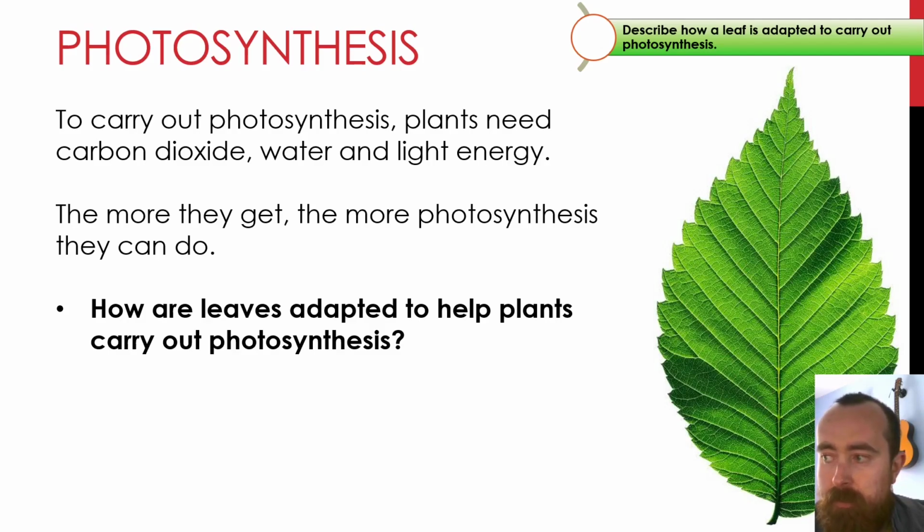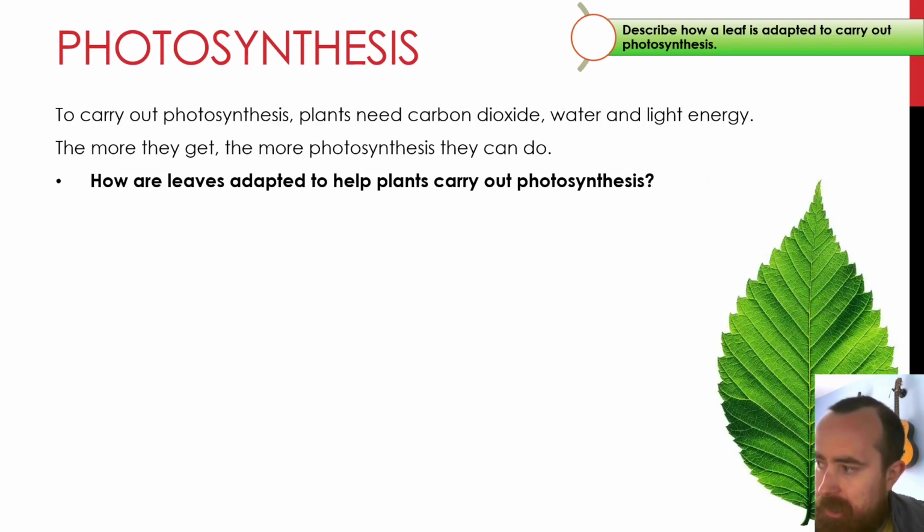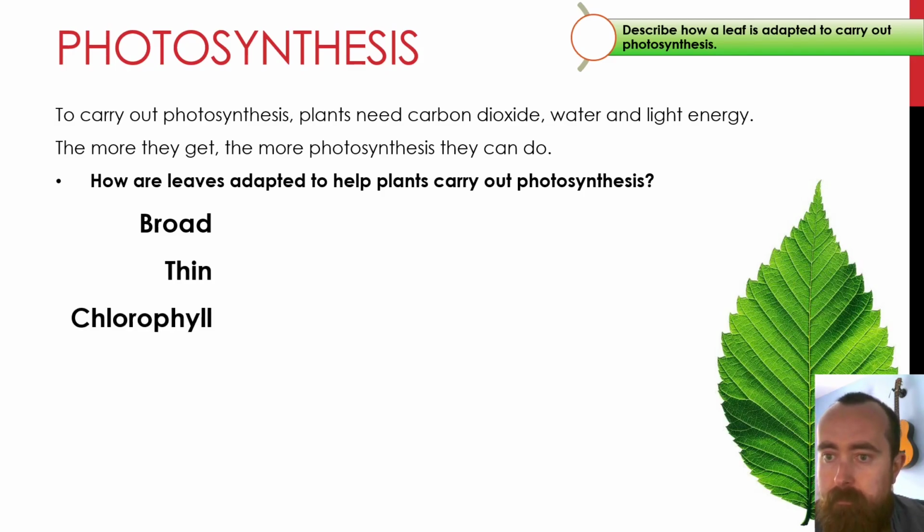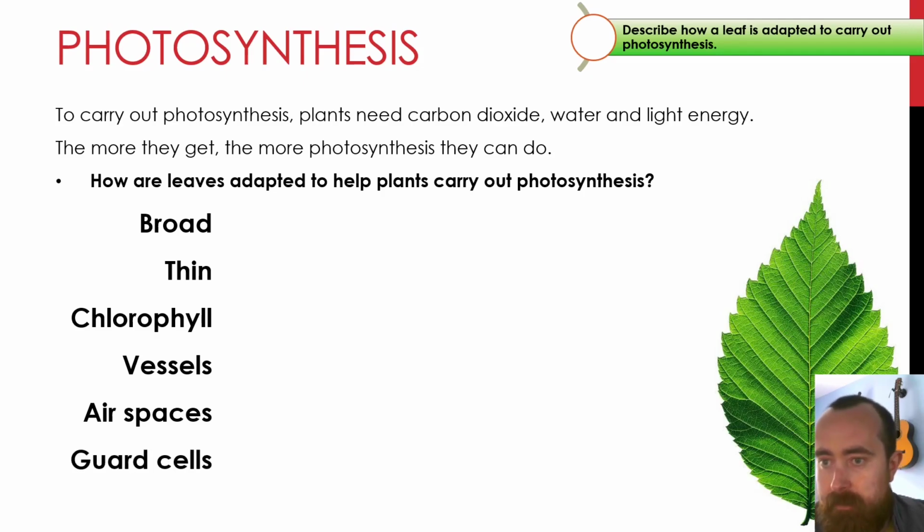6 things I want you to write down. Okay, so the 6 things that you need to get down are these. Leaves are broad, and we're going to explain why these are important in a second. Leaves are broad, they're thin, they have chlorophyll, they have vessels or veins inside them, they have air spaces, and they have what are known as guard cells. These are the 6 things you need to get down for why leaves are adapted well for photosynthesis.